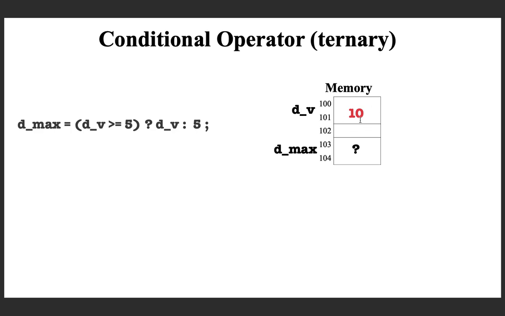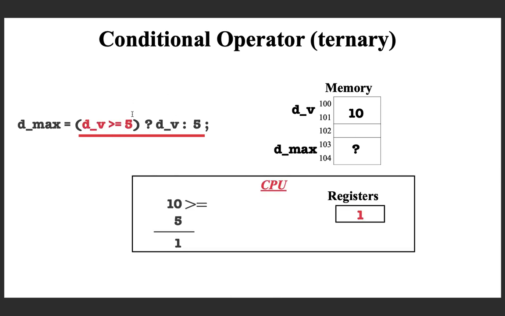So, what is it doing? If you look at the RHS, at first the first operand, which is a relational expression, will be evaluated. Here 10 is greater than or equal to 5, which is true, or 1. 1 represents true, and if it is true, then from the RHS the middle expression will be evaluated. So, dv will be evaluated. What is dv? Which is 10. So, dmax will get the value 10. And suppose this was false, dmax would get the value 5.